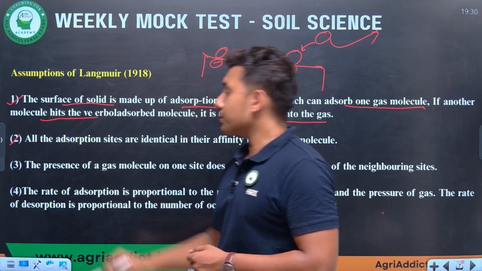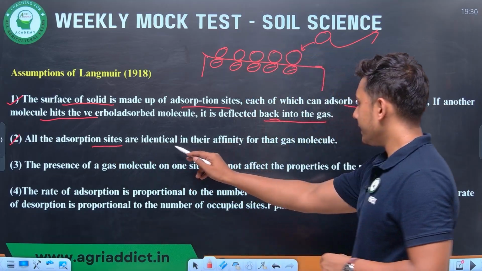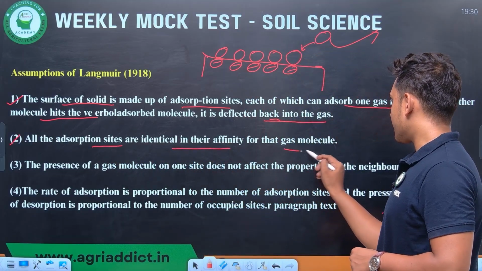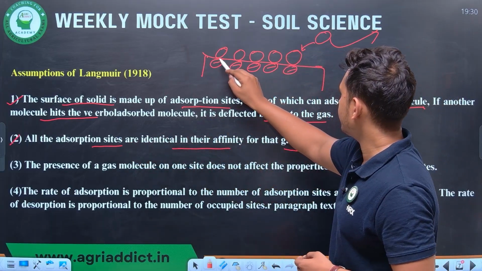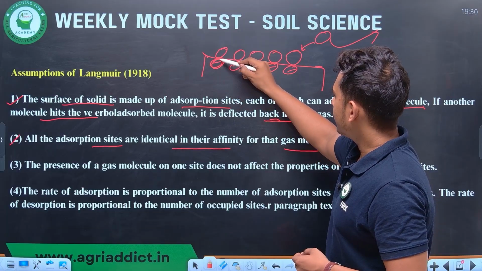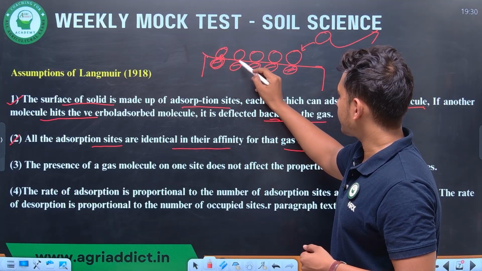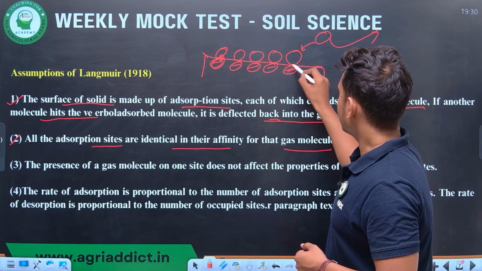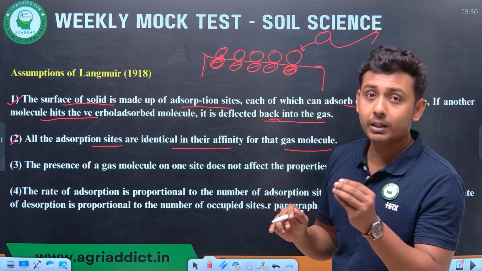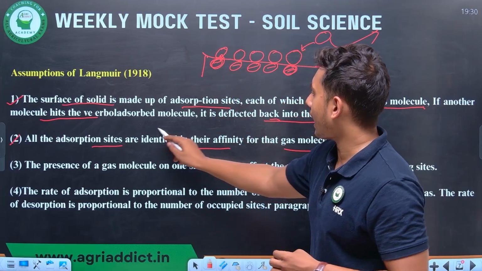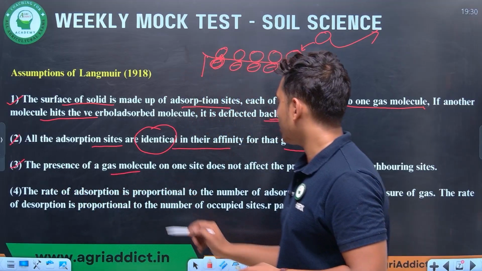Then comes the second assumption: all the adsorption sites are identical in their affinity for the gas molecule. That means this site shows some affinity with the gas molecule, this site also shows some affinity, this site also, and each site has a similar, identical affinity with the gas molecules.